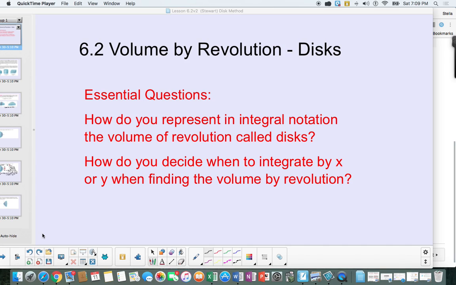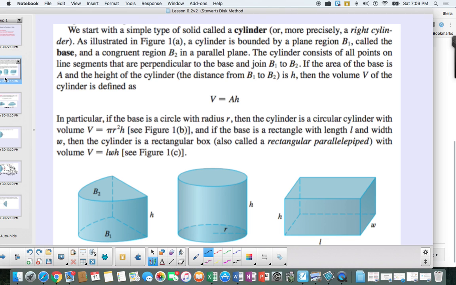6.2 Volume by Revolution. Take a minute to read the two essential questions. What we're going to be doing here is estimating the volume by taking a look at little pieces. Let's take a look at these volumes.